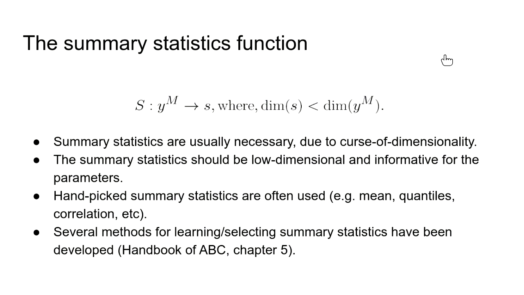So let us now consider this summary statistics function. It is a function that maps from the data with our M units to some set of statistics that are our summary statistics. And hopefully the dimension of the summary statistics is lower than the dimensionality of the data. The summary statistics are usually necessary due to the curse of dimensionality, because if we would compare the data sets on our own without applying the summary statistics function, we would compare high-dimensional data sets, and that would not be very efficient in many cases.